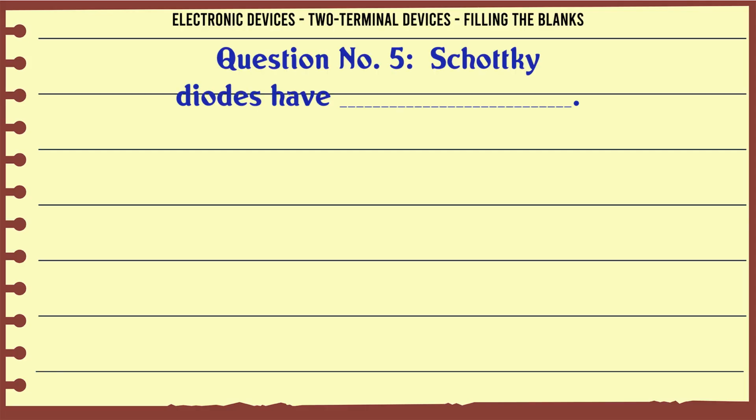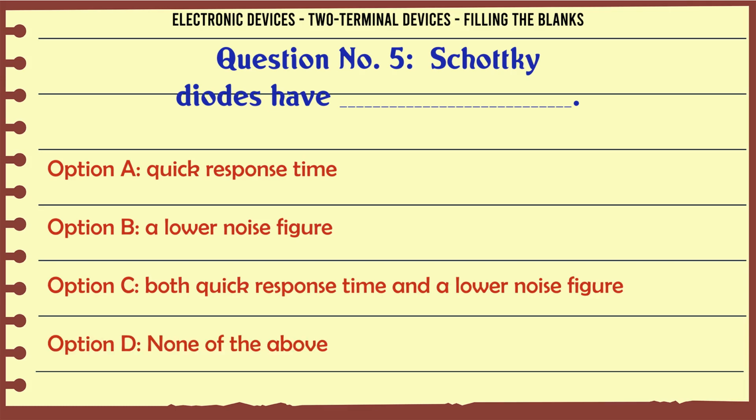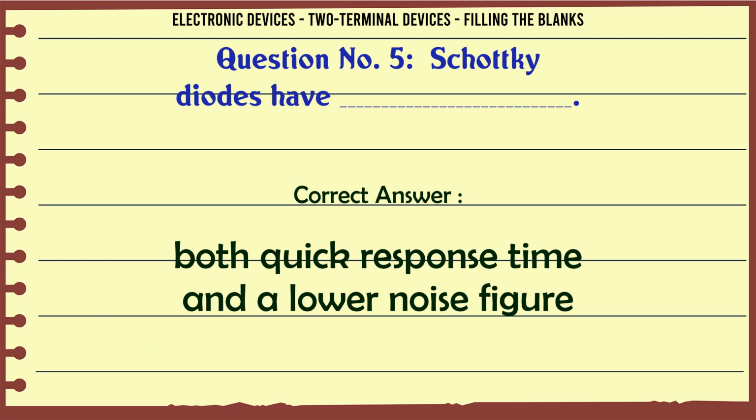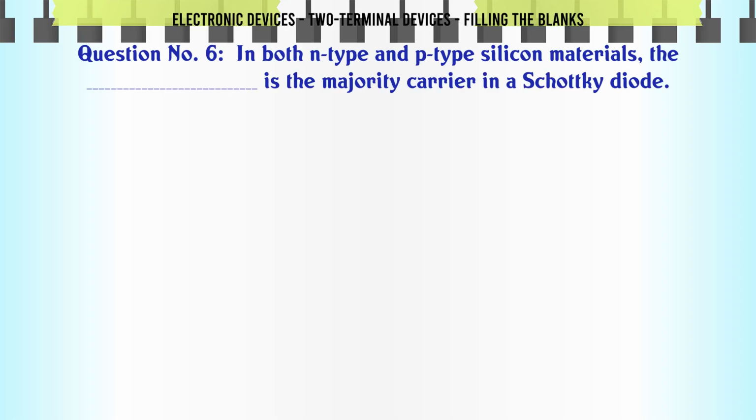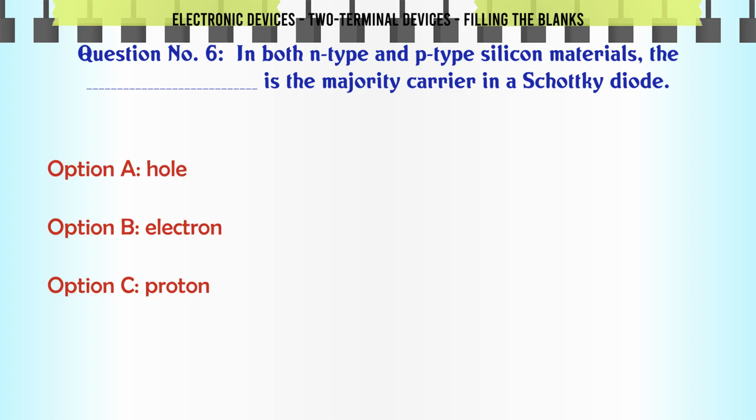Schottky diodes have: A, quick response time; B, a lower noise figure; C, both quick response time and a lower noise figure; D, none of the above. The correct answer is both quick response time and a lower noise figure. In both N-type and P-type silicon materials, the majority carrier in a Schottky diode is: A, hole; B, electron; C, proton; D, neutron. The correct answer is electron.